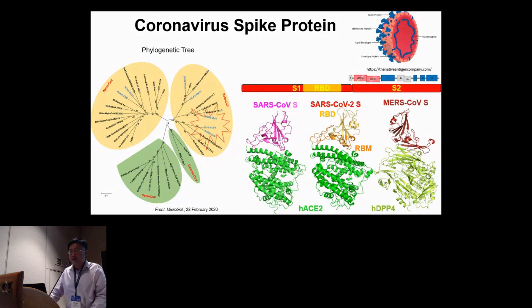Among all these proteins, I think the most famous one is the spike protein. It mediates the virus entry into the cell. In SARS-CoV-2, it has 2 subunits, S1 and S2. S1 uses the receptor binding domain to interact with the human receptor through the receptor binding motif. SARS-1 and SARS-2 use ACE2 as a receptor, while MERS is different and uses DPP4.